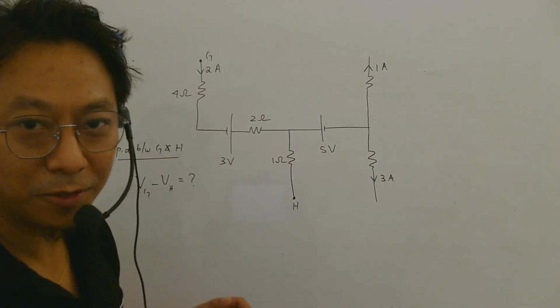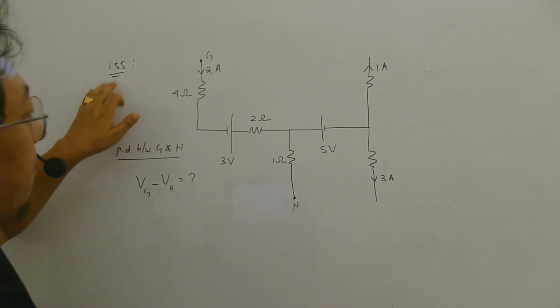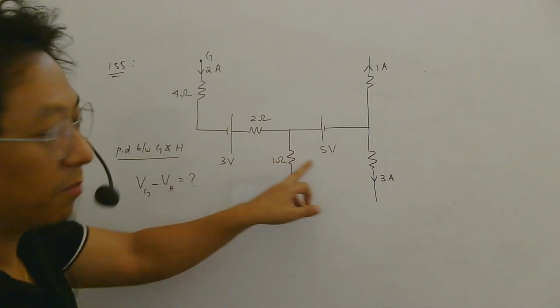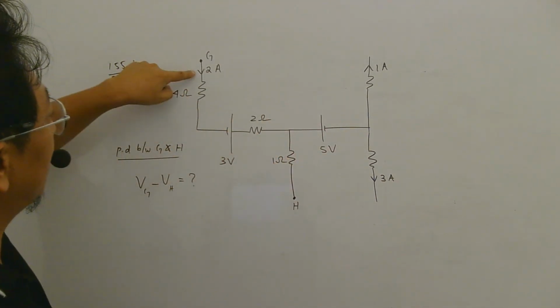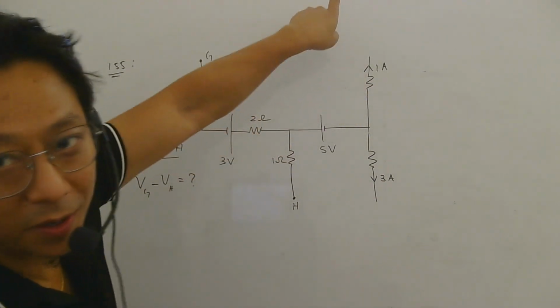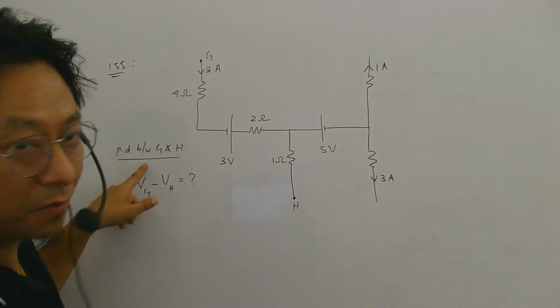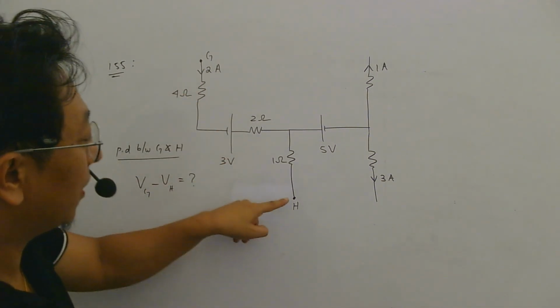Now let's see the next question, question number 155. So here is a circuit given with resistors and EMF of the cells, and here current is given 2 ampere, here 1 ampere up, 3 ampere down. We have to find the potential difference between G and H.